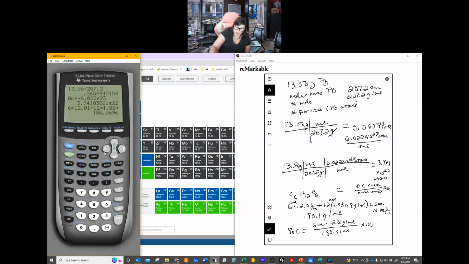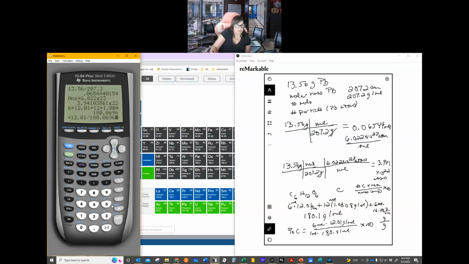And then I'm going to multiply that by 100. So that's the calculation that I'm doing there: 6 times 12.01 divided by 180.0696. And of course, technically, 1 mole of this is this. So this gives me an answer that's in grams over grams, which is unitless.